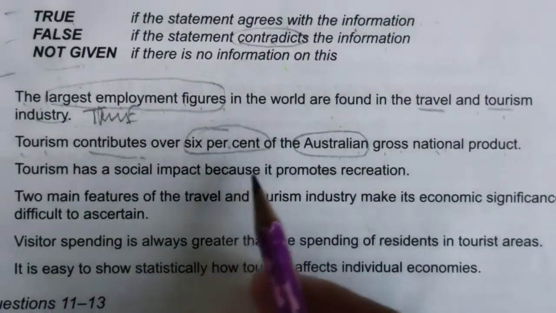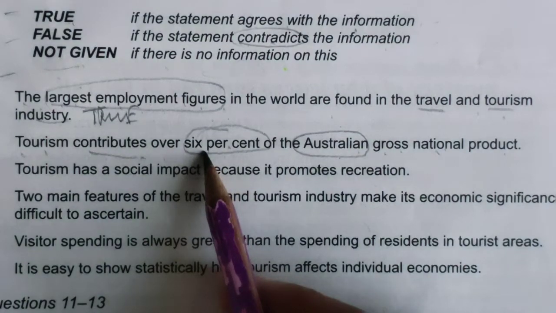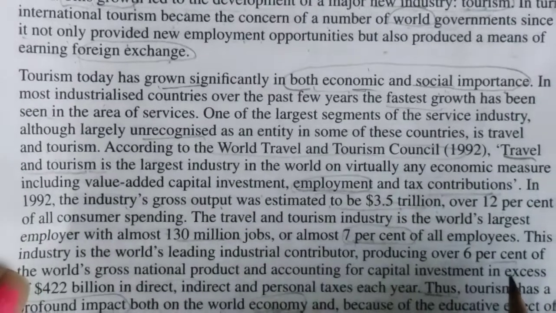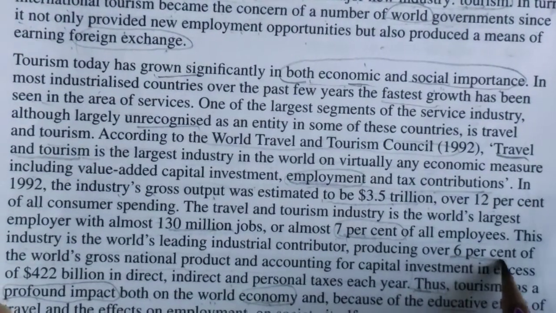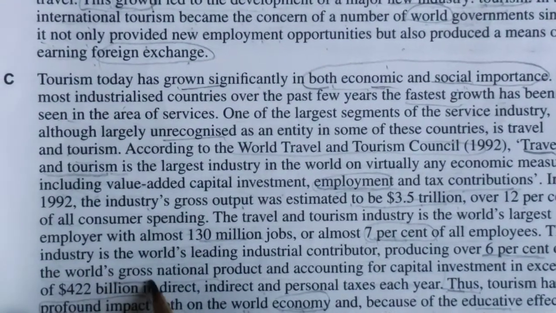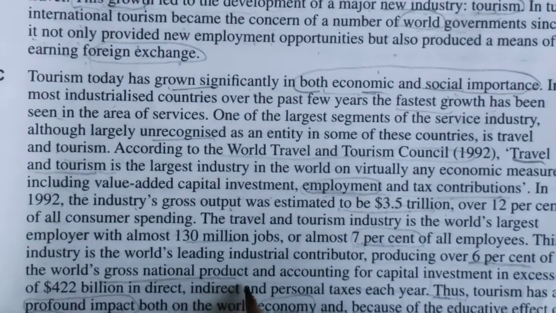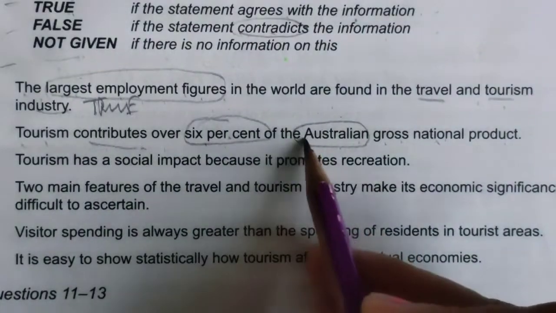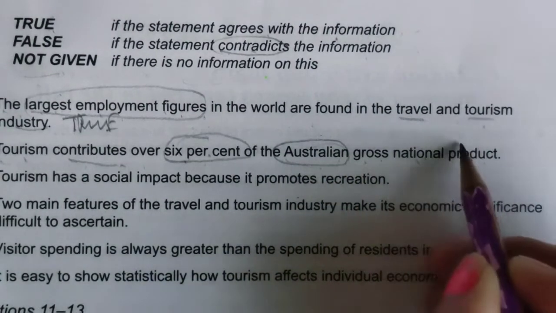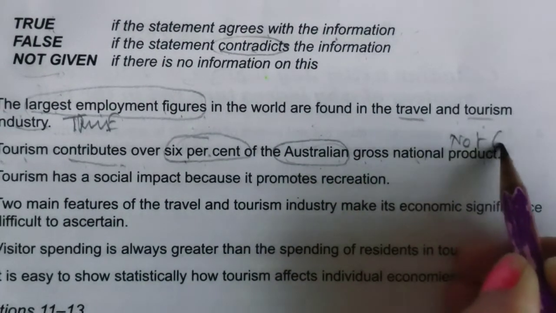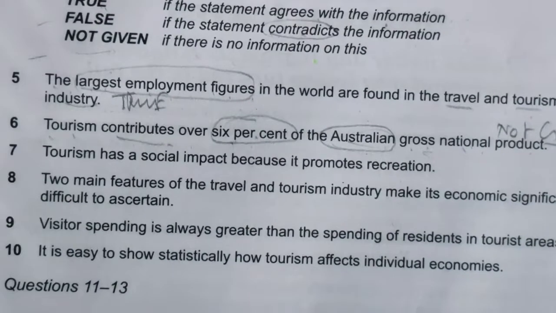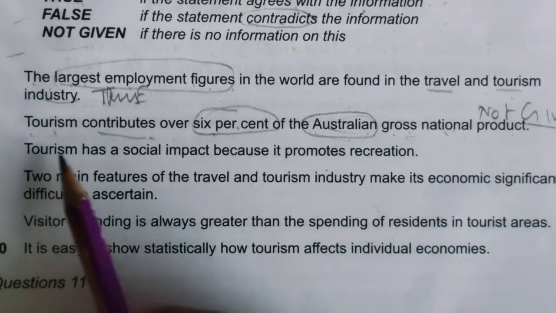I have found about 6%. Of course, 6% is not. Yes, 6%. I have found 6% of the world's gross national product. But where is Australia? It means this is missing. So statement is not given. Means they are not talking about any Australian national gross product.